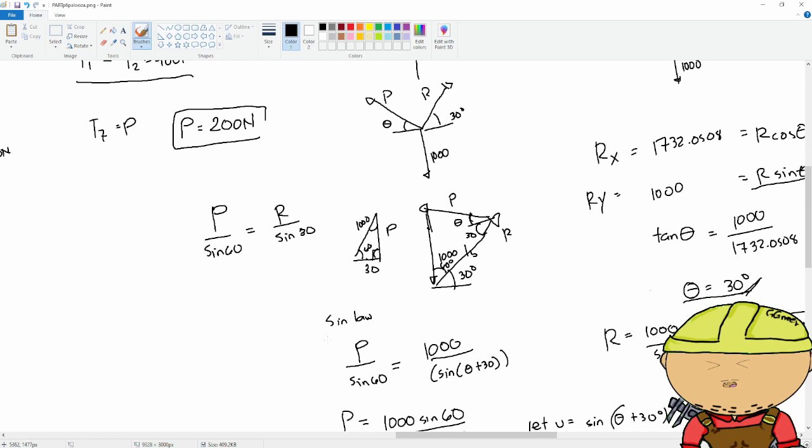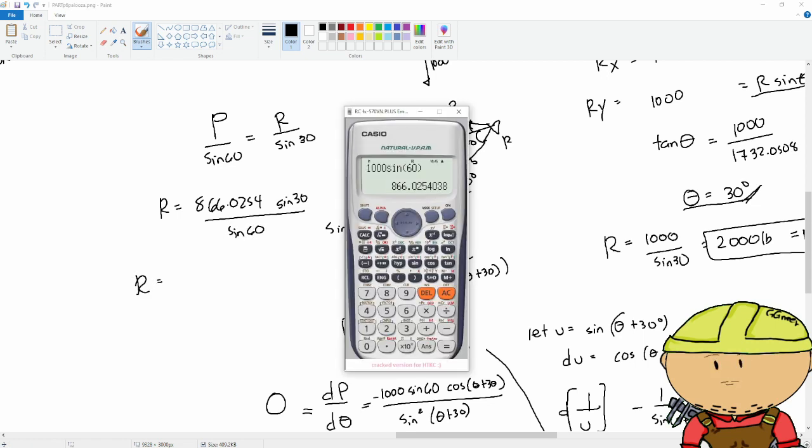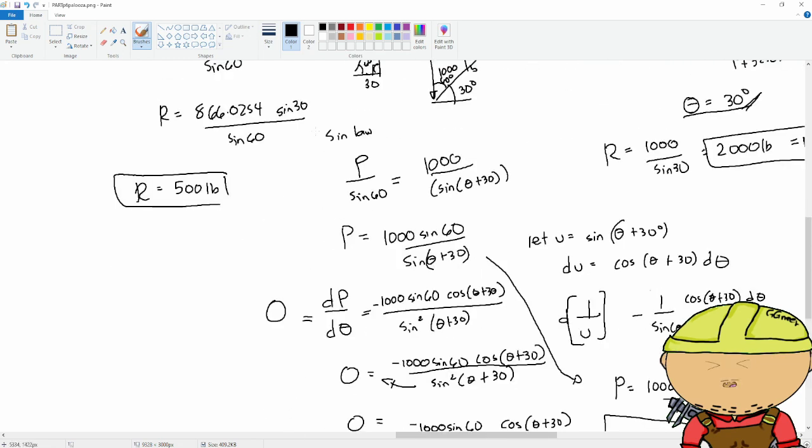With that said, R is equal to 866.0254 sine 30 divided by sine 60. I think R will be 500. Okay, R is 500 pounds. And that's the best way to do it. That's the minimum force.